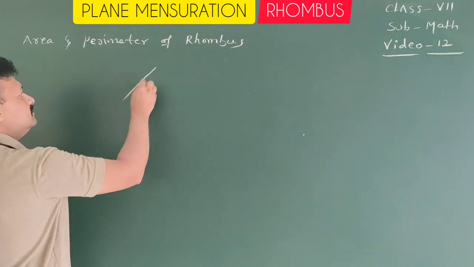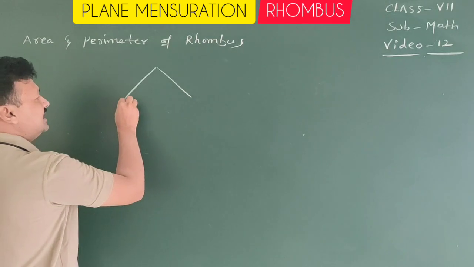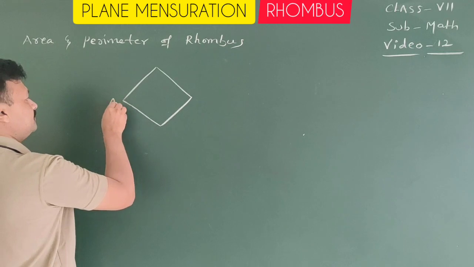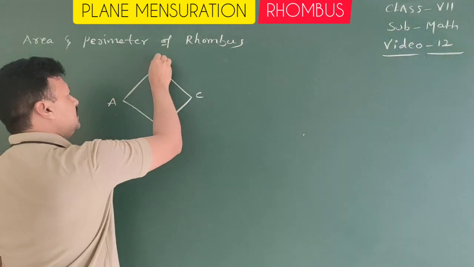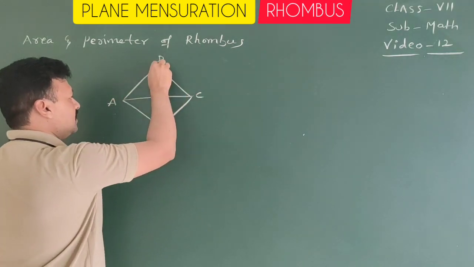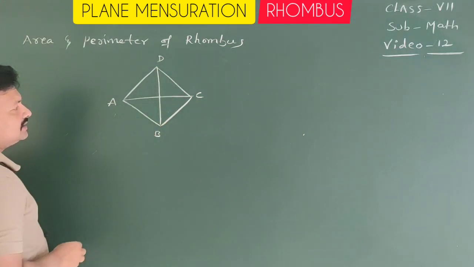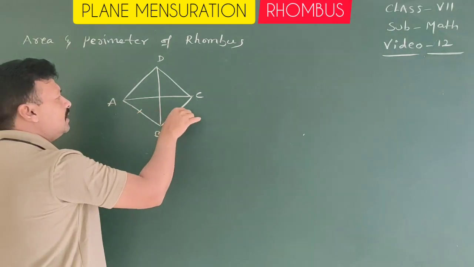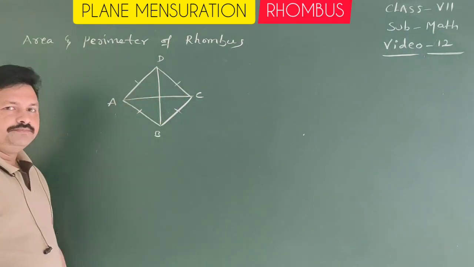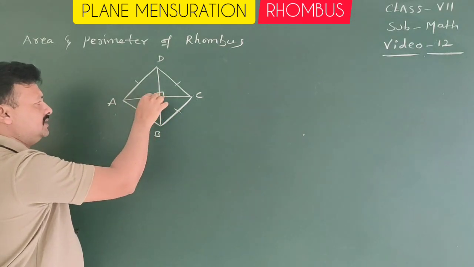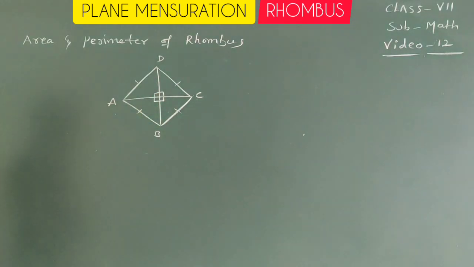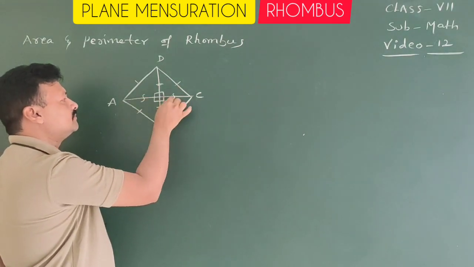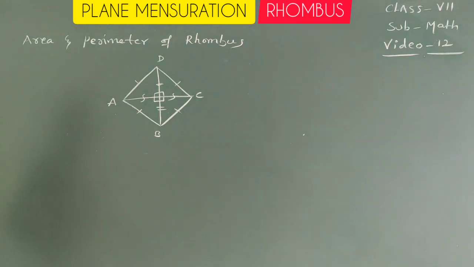A parallelogram in which adjacent sides are equal is a rhombus. Once we look at these properties, then we will continue with our problems. All the sides of a rhombus are equal, and the diagonals are perpendicular to each other and bisected. Diagonals are perpendicular bisectors.